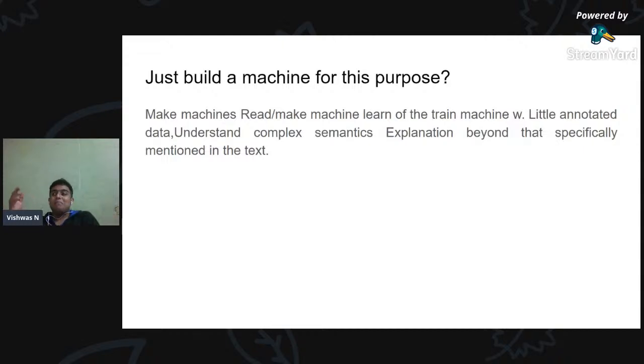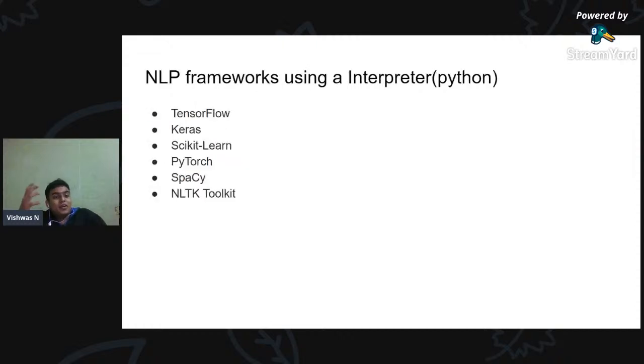In NLP, you actually make machines read something, whether it can be an OCR model which you have built and it starts reading the text which is being found, or else it can be trained to just learn from what we have, to train machines with little annotated data. Yes, it's just little annotated data. So now understand the complex semantic explanation beyond what is specifically mentioned in the text. That's what I said. It's all about getting the insights. You need to learn how to get insights from your actual data. That's where getting insights from your data makes huge sense.